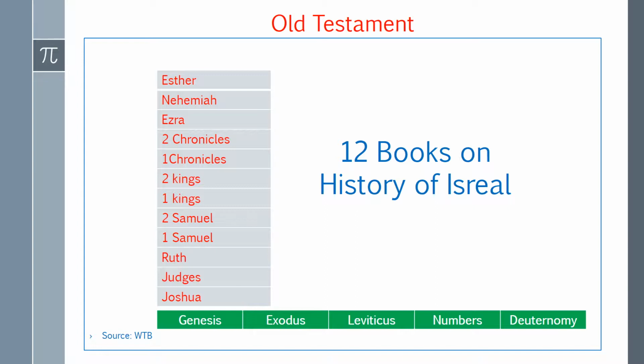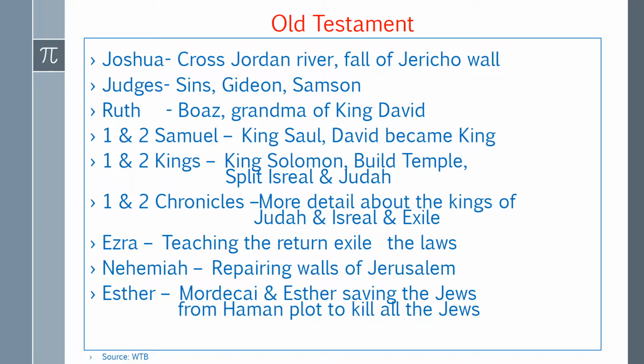Let's take some time to look at them individually. Let's start with the book of Joshua. Joshua was commissioned by God to bring Israel into the promised land. So Joshua brought them across the Jordan River and into the promised land. The book of Joshua also talks about how the Israelites surrounded the walls of Jericho for 7 days, and after 7 days, by shouting, the wall of Jericho collapsed.